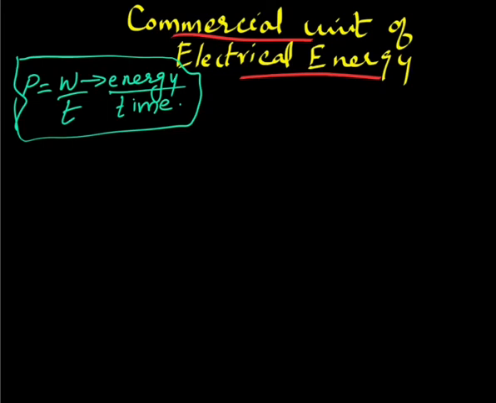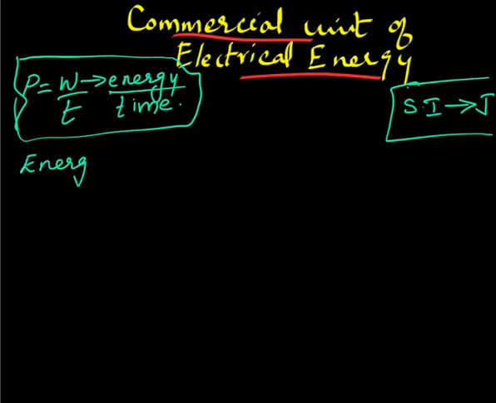As I told, the SI unit of electrical energy is joule, that you know. Now the commercial unit of electrical energy is another unit rather than this joule, and it is mainly used for billing purpose, electricity billing purpose. Now let us see how to find out the commercial unit of electrical energy. For that, from the definition of power, we can write the equation for electrical energy as power multiplied with time.